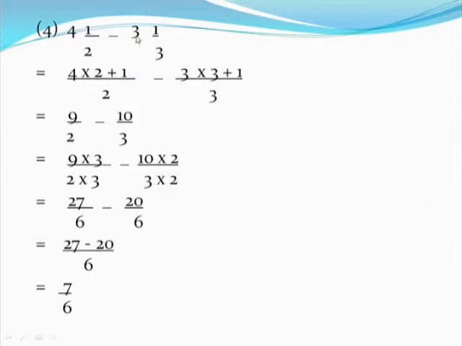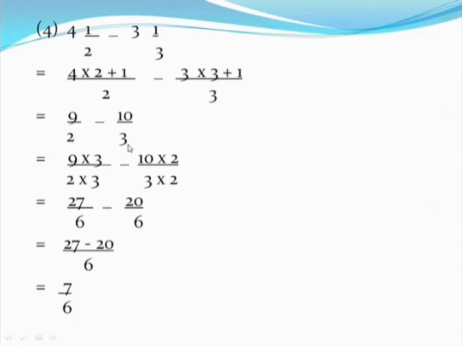Now look at the second number. 3 multiplied by 3 plus 1. Here 3 3s are 9. 9 plus 1 is 10. 10 will come in the numerator and the denominator will remain as it is, that is 3. Now look at both the denominators 2 and 3.